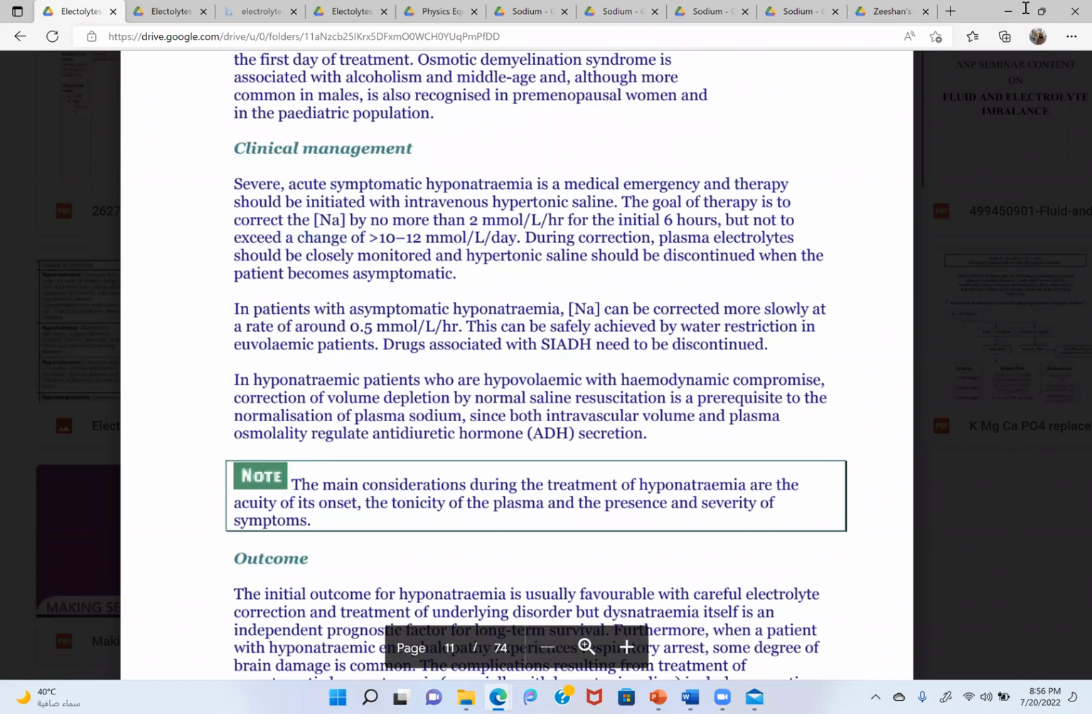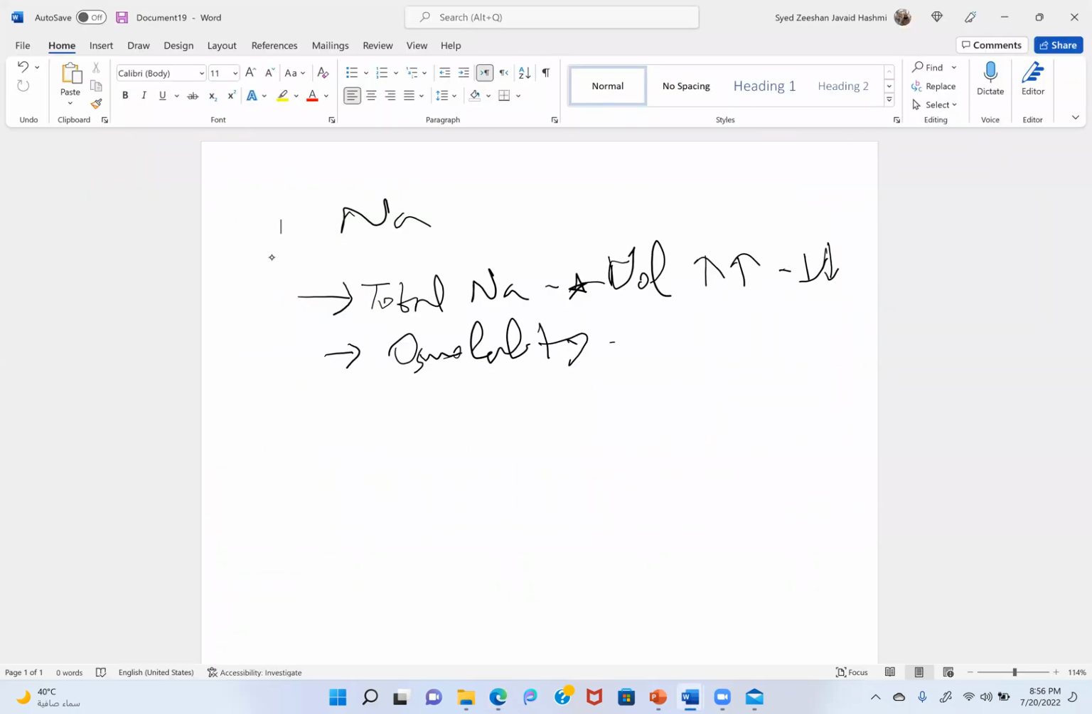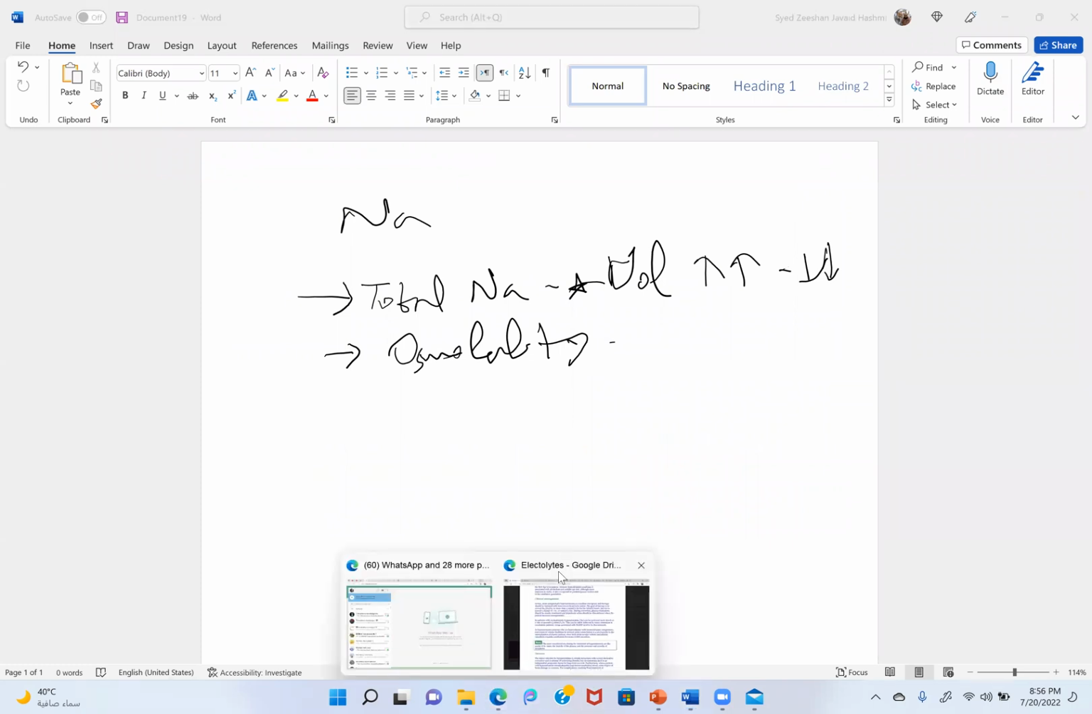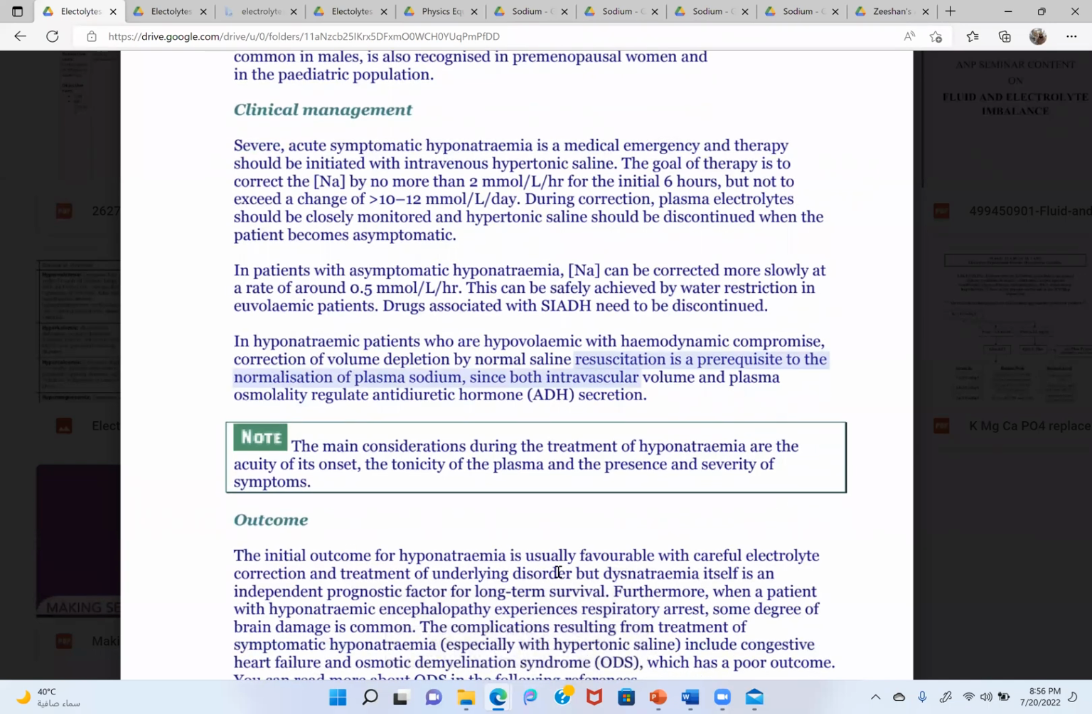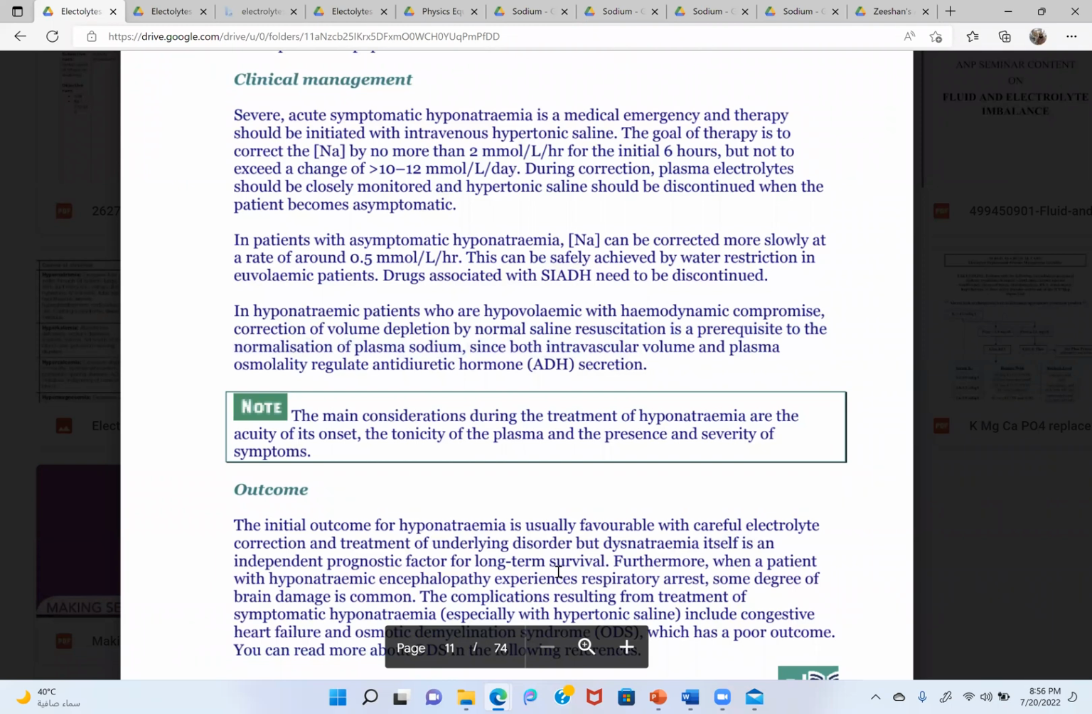Okay. So clinical management, how will you do it? The goal of therapy is not to correct the sodium more than 2 millimole per liter per hour for the initial 6 hours, and it should not exceed 10 to 12 millimole per day. Okay. And in patients with asymptomatic hyponatremia, it should not be more than 0.5 millimole per liter per hour. So you are gradually correcting it, and you are reassessing the clinical situation.